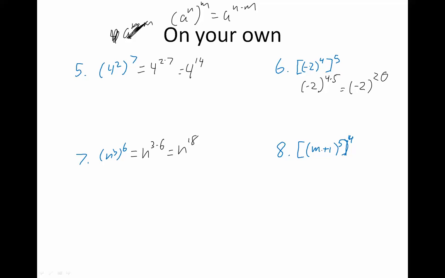And then finally, this is m plus 1 to the 5th power, being taken to the 4th power, so it's m plus 1 to the 5 times 4, which makes it m plus 1 to the 20th power. Again, if you have questions on these, feel free to leave them in the comments, or please find and contact me before you move on to the next section, because we're going to move on to our last property of the lesson, which is called the power of a product.